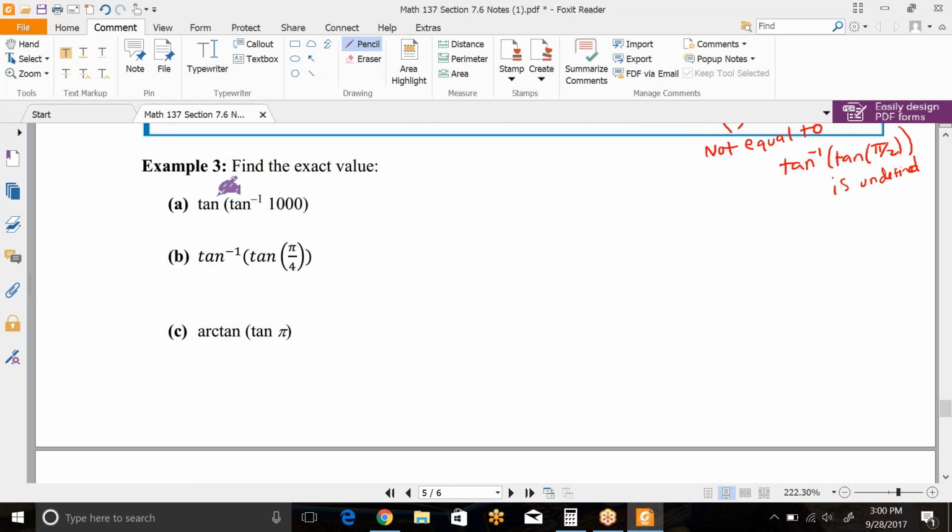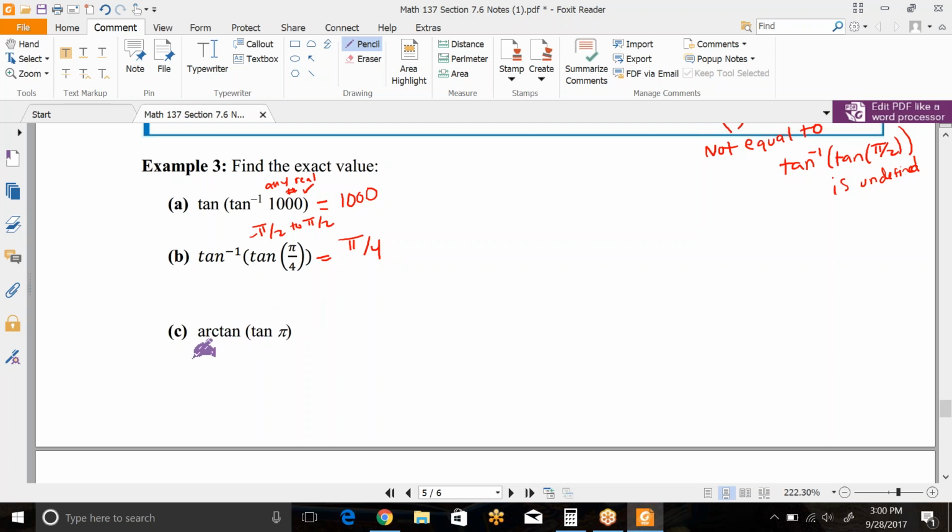All right, so let's find the exact value. So this one has the inverse inside, so as long as this x is a real number, it's the answer. So it's just going to be 1,000. So any real number, yes. For this, when you have the original tan inside, your angle has to be between negative pi over 2 to pi over 2, but remember, not equal to either one of those. And pi over 4 is in quad 1, so this one is just going to be pi over 4.